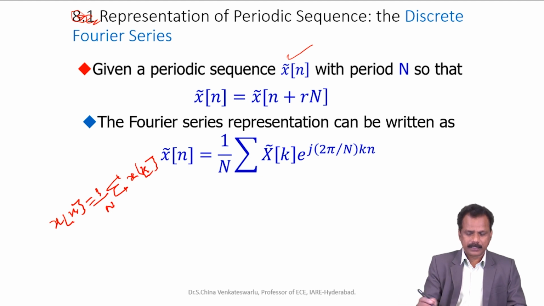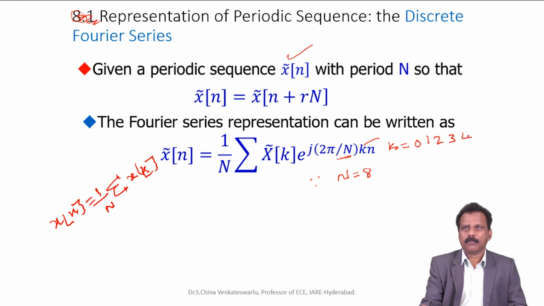Here it is based on the value of N. Say, for example, capital N is equal to 8 or 4 or whatever it is. Then we substitute k equal to 0, 1, 2, 3, 4, 5, 6 and 7, that means 0 to 7, which is 8 values. Similarly n is substituted as 0, 1, 2, 3 and so on.